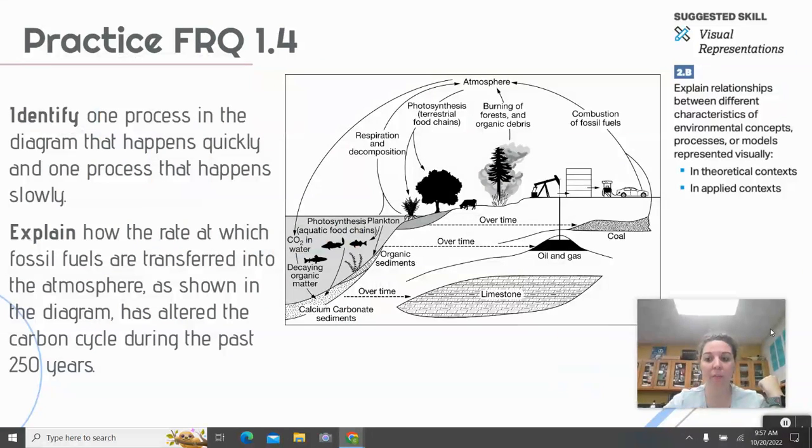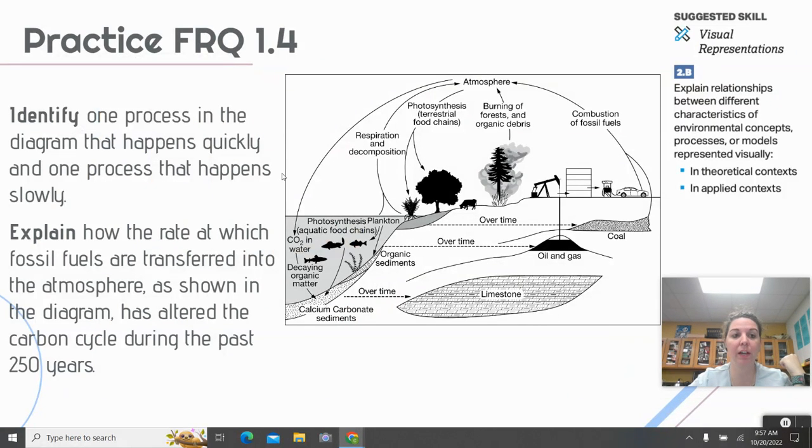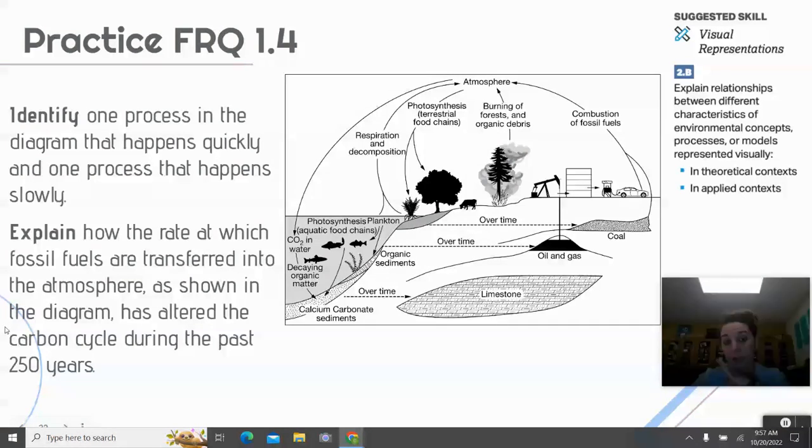All right, and then your practice FRQ for today: identify one process in the diagram that happens quickly and one process that happens slowly. And then I want you to explain how the rate at which fossil fuels are transferred into the atmosphere, as shown in the diagram, has altered the carbon cycle during the past 250 years.